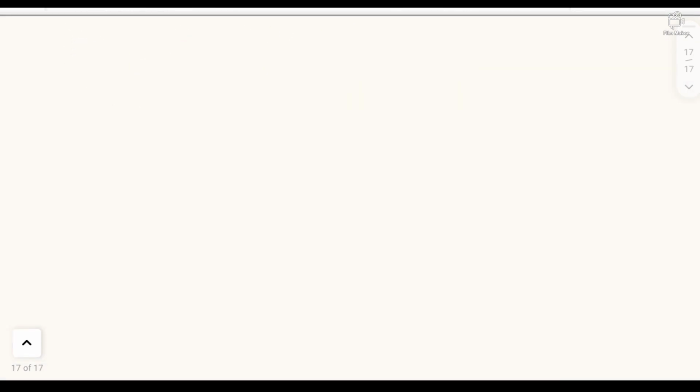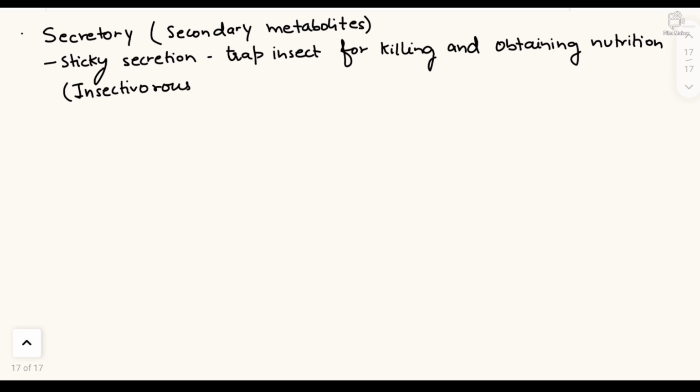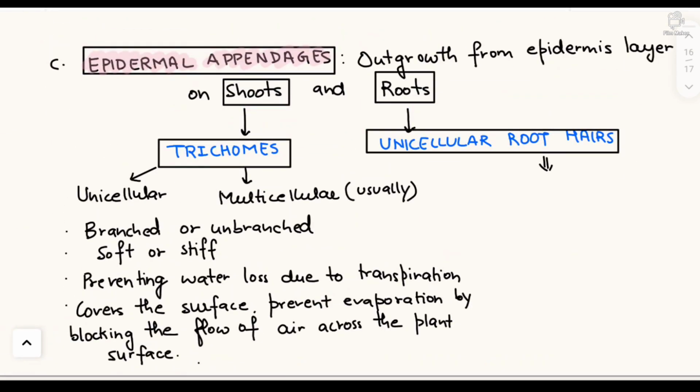Another major function performed by trichomes is secretion. That is a very important line to note, that trichomes are known to perform secretions, and that too in insectivorous plants. They secrete certain kinds of secondary metabolites that are a defense mechanism of the plant, like phenolic compounds, glycosides. These are certain secretory substances. These are the sticky secretions that help to trap insects for killing and obtaining nutrition, mostly in case of insectivorous plants. So these are the functions performed by trichomes on shoots or green stems.